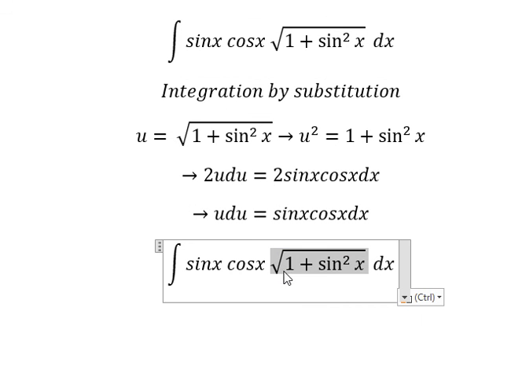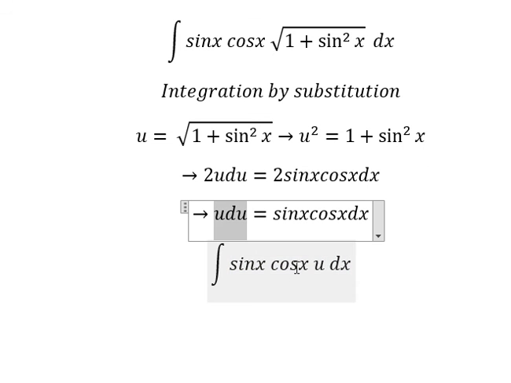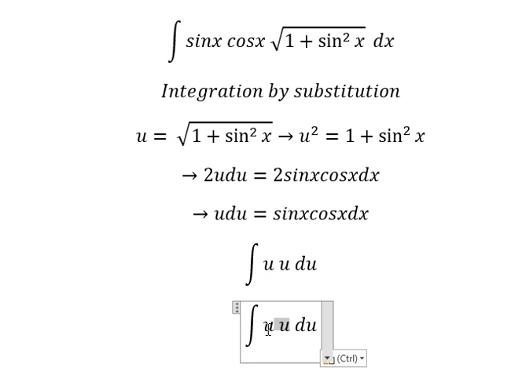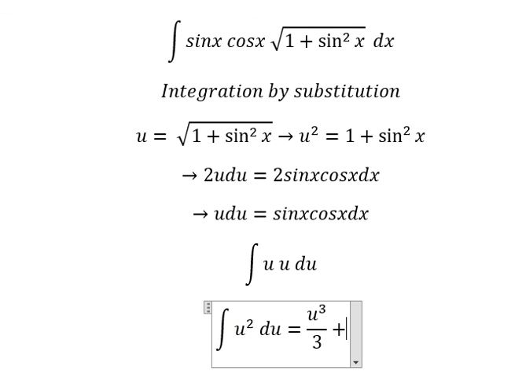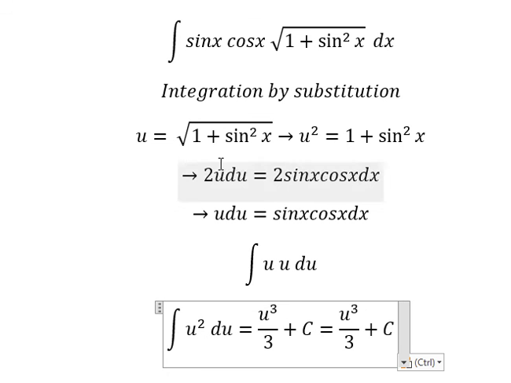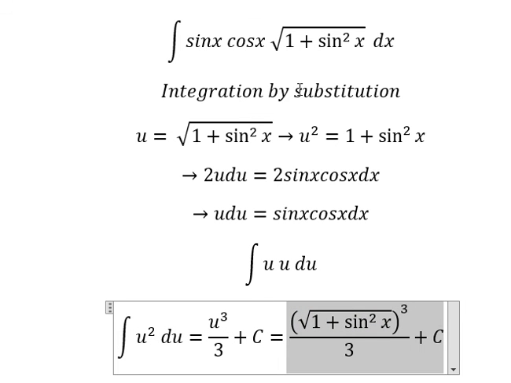So the square root, that is u. Sin x cosine x dx, we change by u du. So this one we have u squared. The integration of u squared, we have u to the power of 3 over 3, and I will put c. About u, that is this one. And that is the final answer.